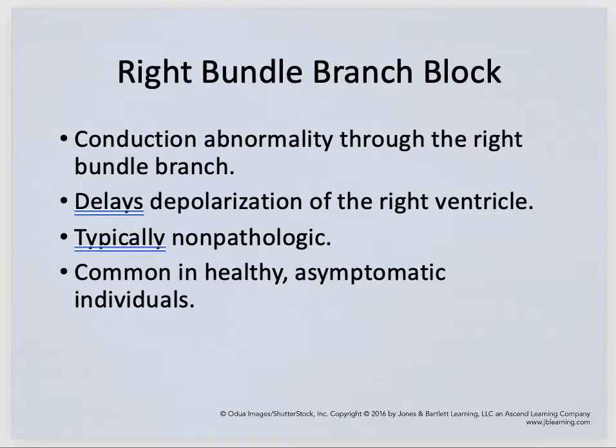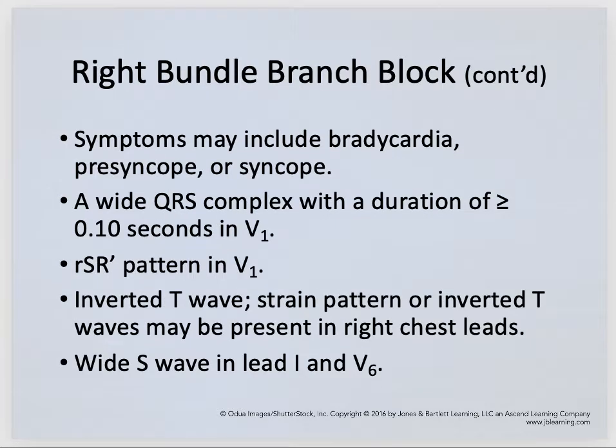Let's talk about it. With the right bundle branch block, the conduction abnormality is obviously in the right bundle branch, right? That's what it's called. And it's delaying depolarization down that right ventricle. Usually non-pathological, usually not a big issue. People can be healthy, asymptomatic individuals. Somehow there's just a little bit of delay moving down that right branch. Symptoms might include low heart rate, pre-syncope, syncope, so a little lightheadedness, dizziness. What does it look like to you?